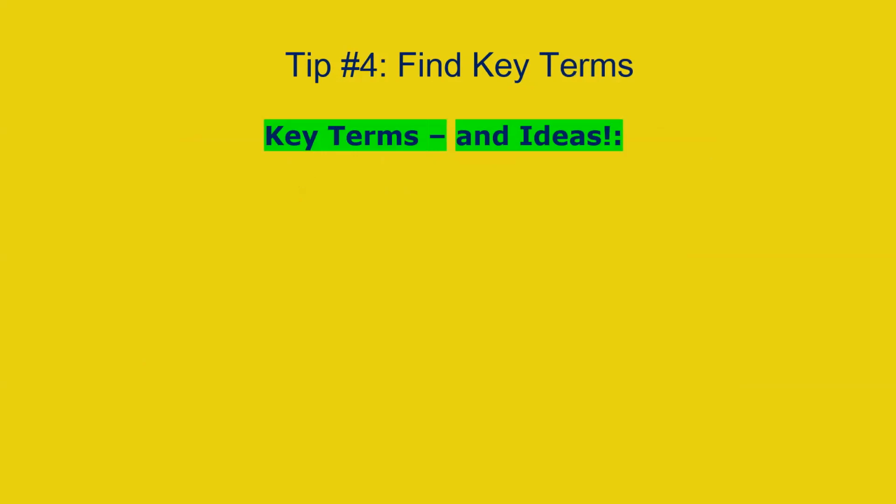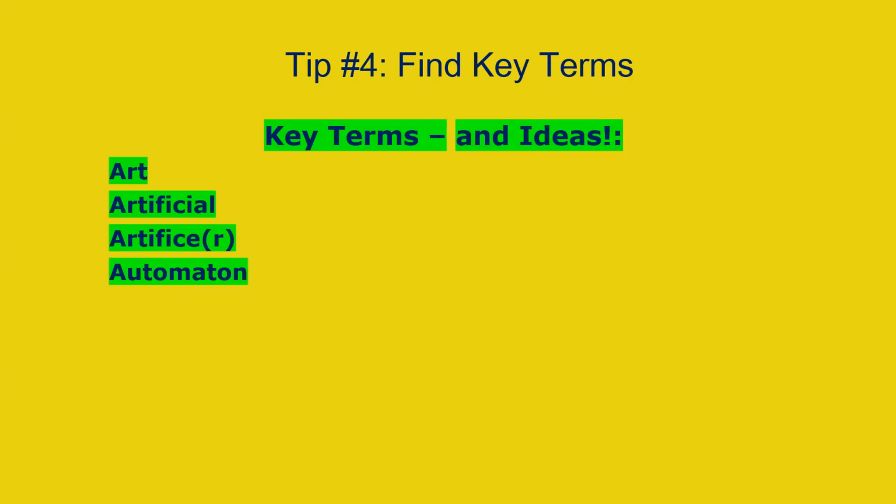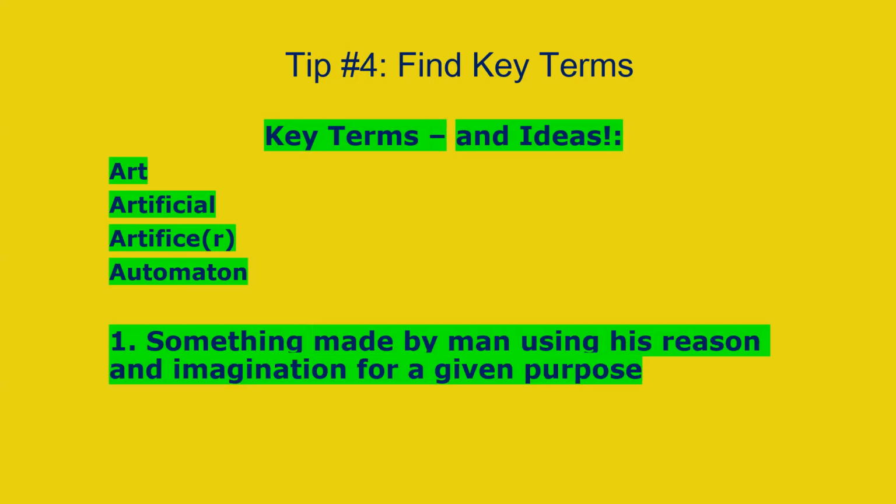Now, along with key ideas are words. Look for key terms that recur. There are ideas behind them. Try to commit them to memory. We've already identified the idea of art as skill. There are a number of references to art: artificial, artificer, somebody who has that skill, and the related automaton. Something made by man using his reason and imagination for a given purpose.